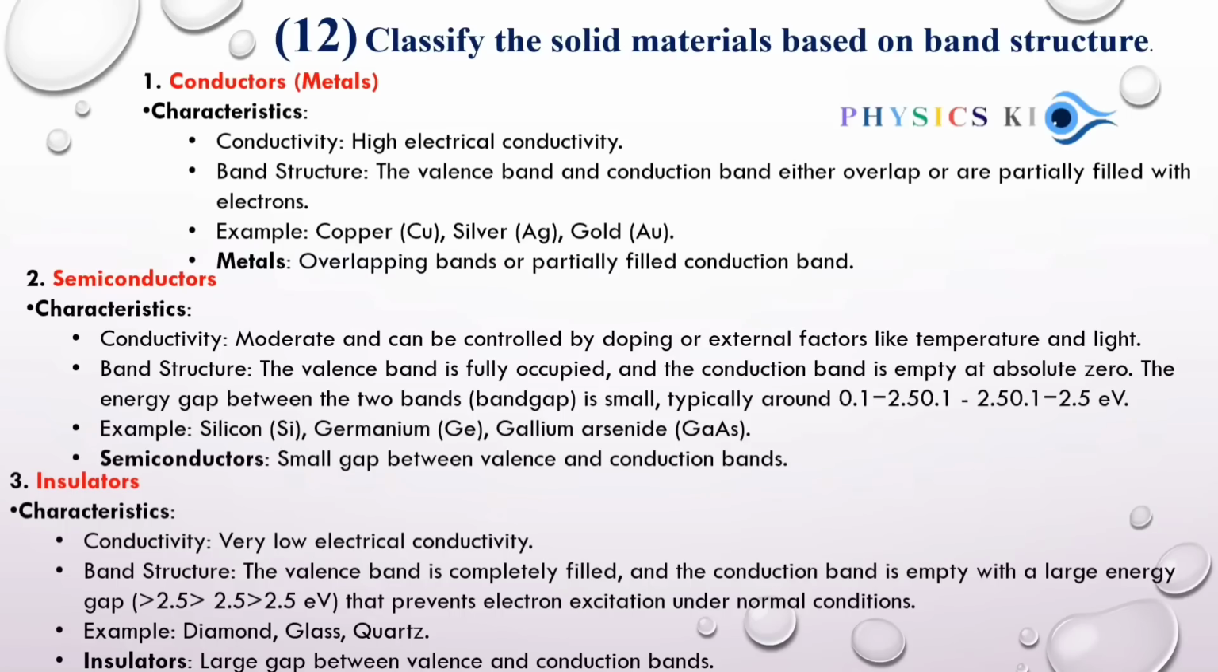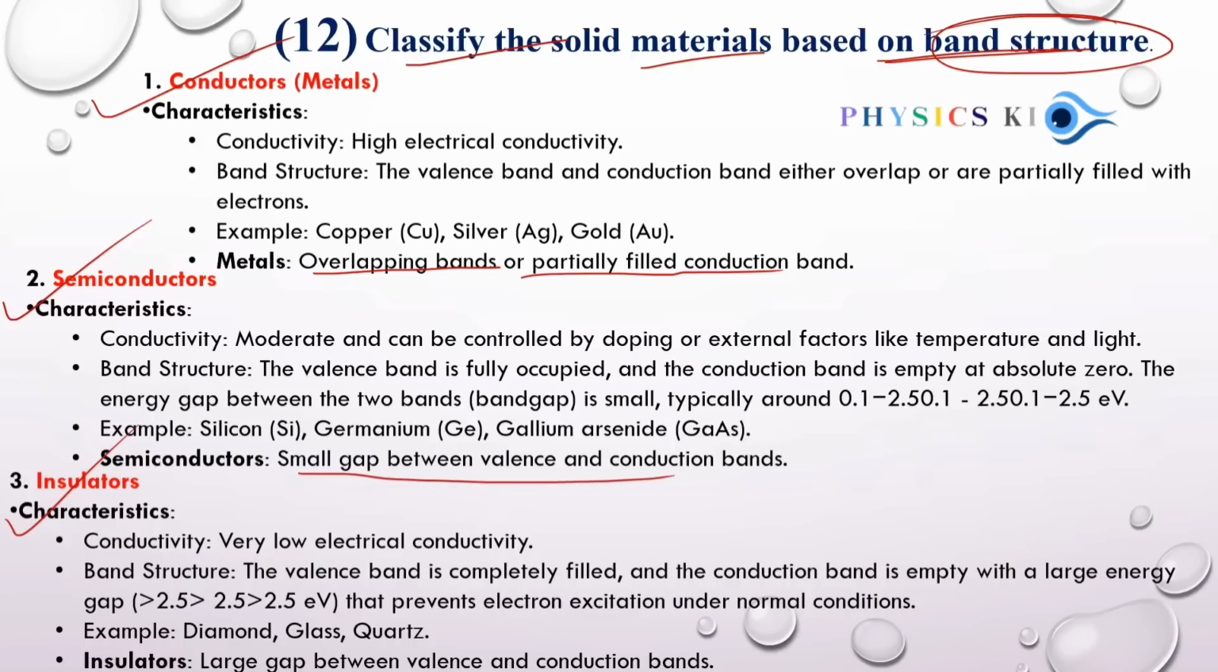Next question: classify solid materials based on the band structure. Based on the band structure, there are three classifications: conductor, semiconductor, and insulator. Everyone knows that in a conductor, overlapping bands are there. In a semiconductor, there is a small gap between the valence band and the conduction band, and in an insulator there is a wide band gap. Here I have no space, that's why my diagram is on the next slide. Otherwise, the diagram is a very important thing for this question.